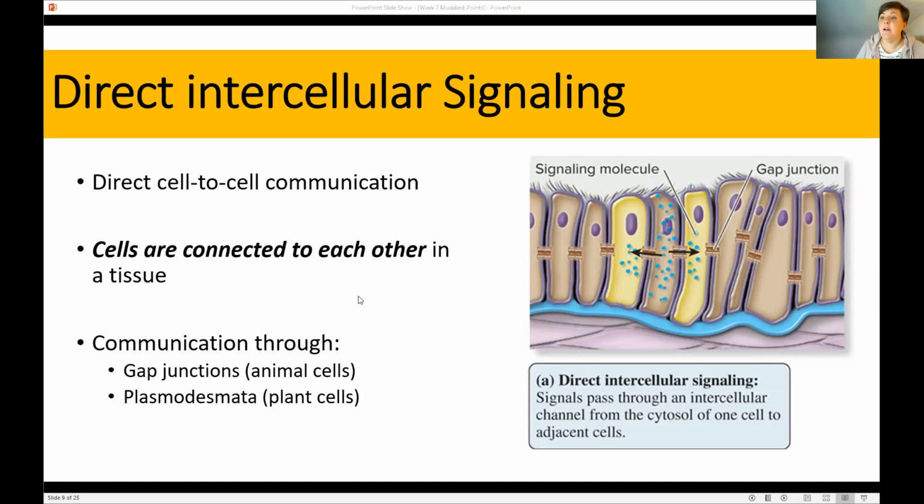So in this case, this is sending a message from cell to cell through gap junctions. If you remember when we talked about cell junctions, we talked about gap junctions in animal cells and plasmodesmata in plant cells. These are essentially the same thing. If you have 2 cells, like these 2 cells right here lined up next to each other, gap junctions in animal cells and plasmodesmata in plant cells are essentially little tunnels that lead from cell to cell.